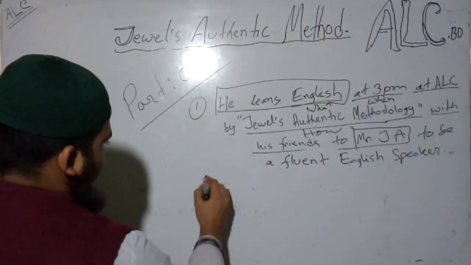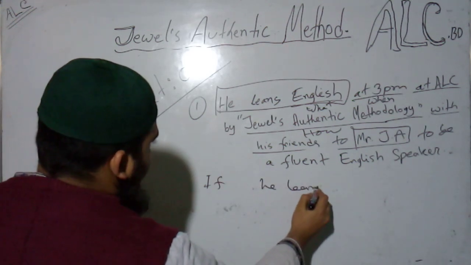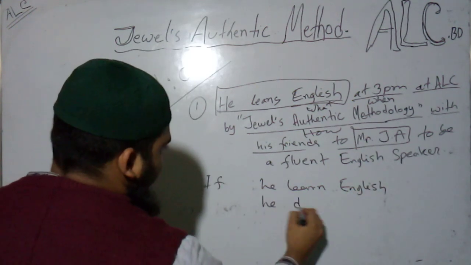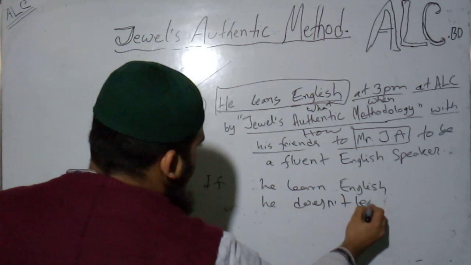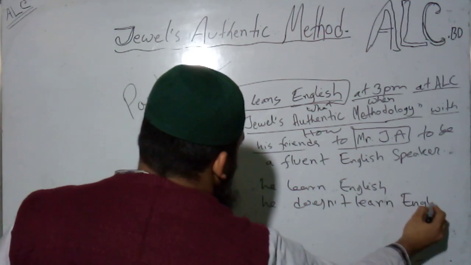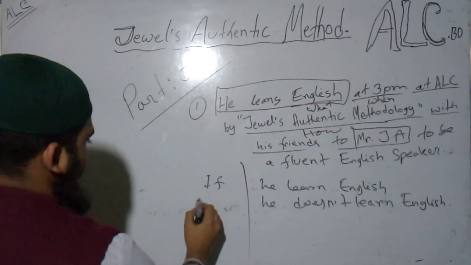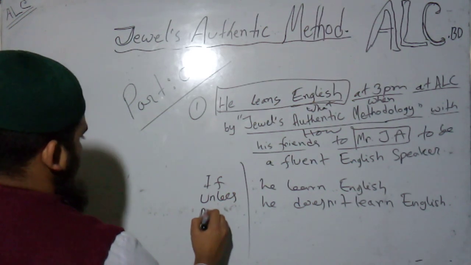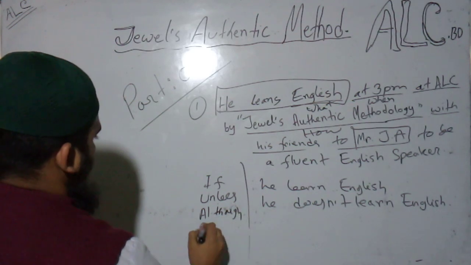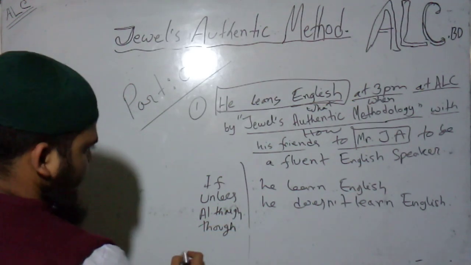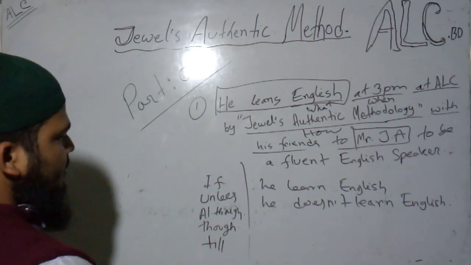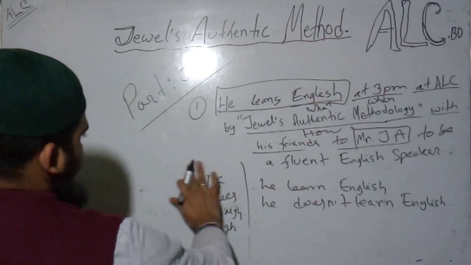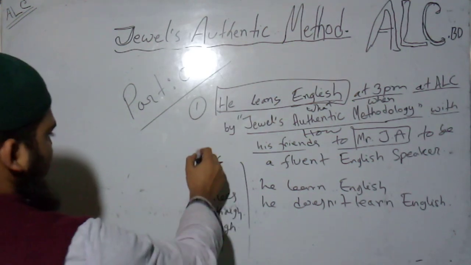Suppose he learns English, you can use here if he learns English, or the negative. This is the affirmative and this is the negative: he doesn't learn English. So you can use here if, unless, although, though, till or until, as, since.